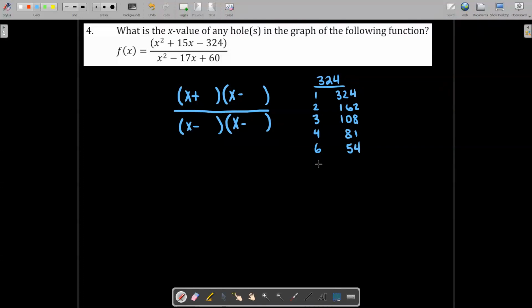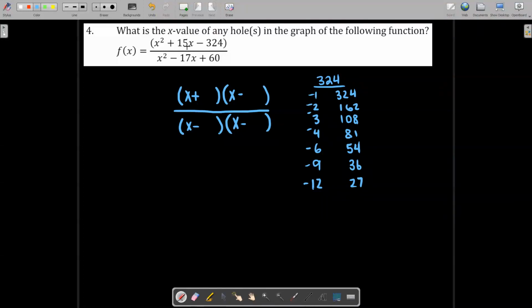54 times. 7 is not gonna go in, neither will 8. 9 will go in. It will go in 36 times. 10 doesn't, 11 doesn't, 12 does go in 27 times. And that's the one that we are looking for because we know the larger number is positive, the smaller number is negative.